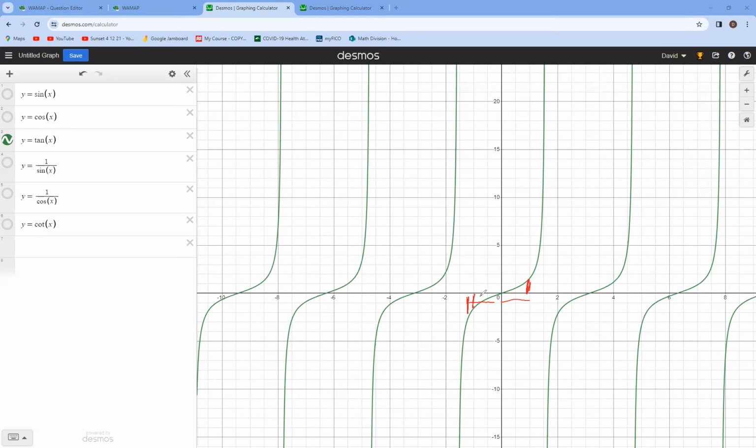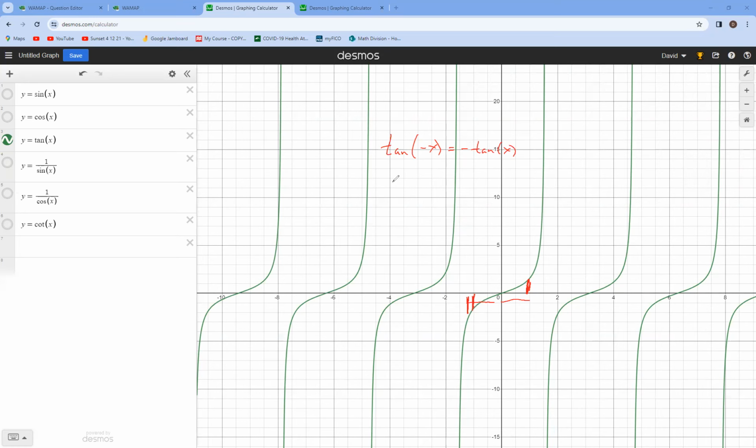The relationship between this distance and this distance is, well, they're the same size, they're just opposite in sign. So with the tangent function, we get that the tangent of minus x is equal to minus the tangent of x. If you've got a negative angle, you can bring that negative outside the tangent.